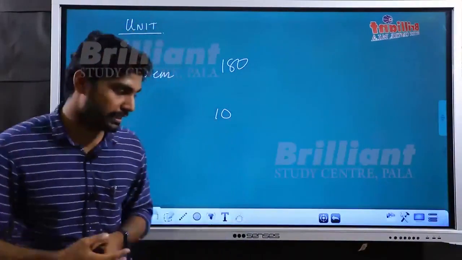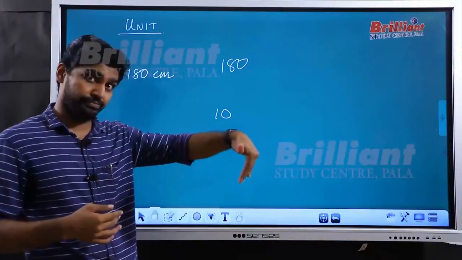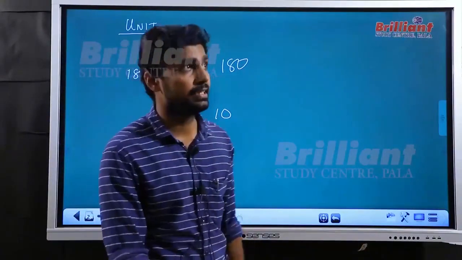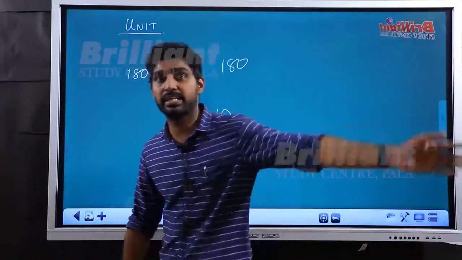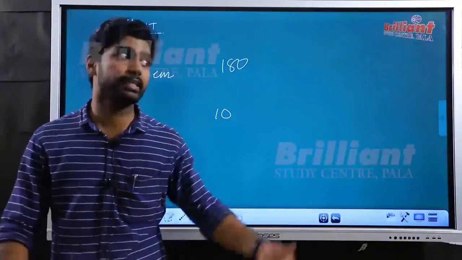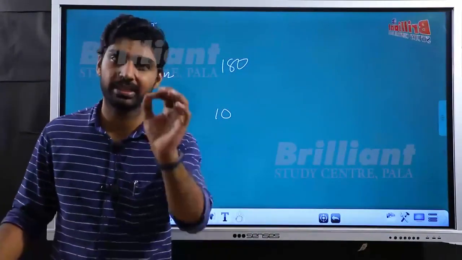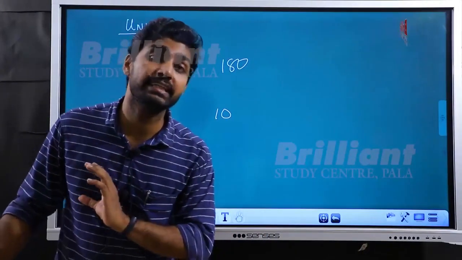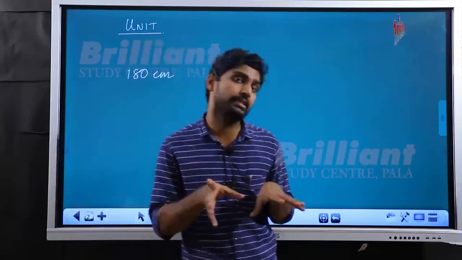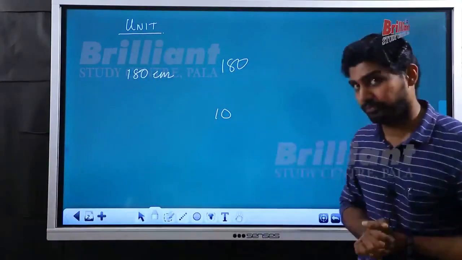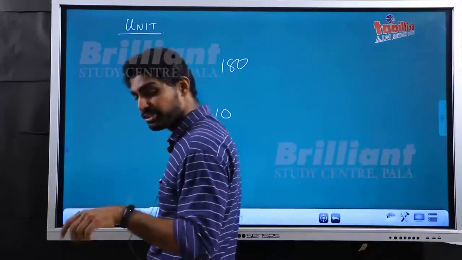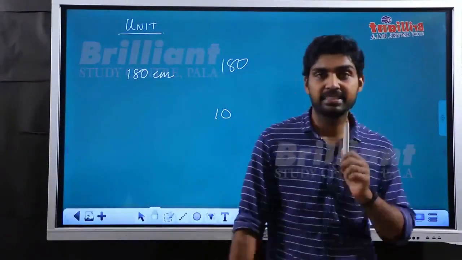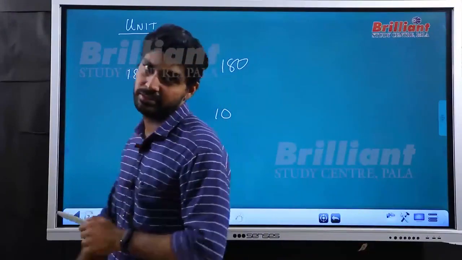I can say that I have walked 10 steps. So the distance between here and the door is 10 steps. Someone else comes and does the same. Maybe he has longer legs and it takes only 8 steps to reach the door. So there is a confusion in this. So we need an internationally accepted standard to measure a physical quantity. Such a standard is what we call as unit.